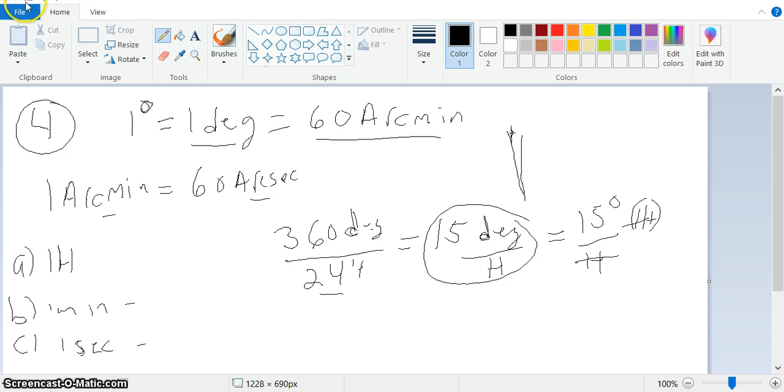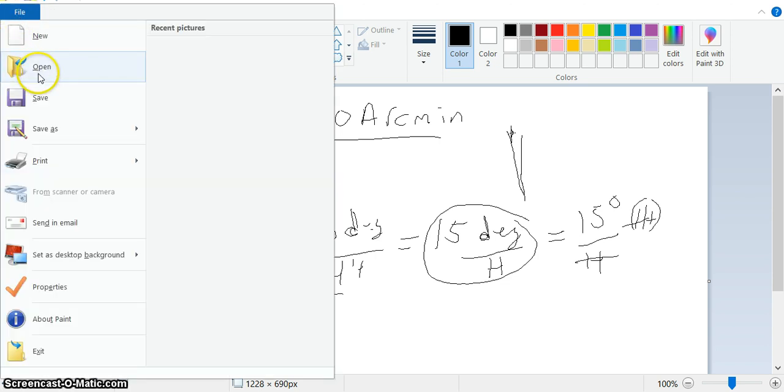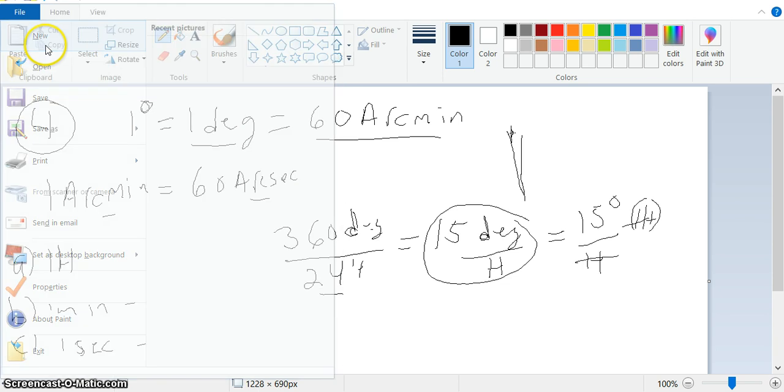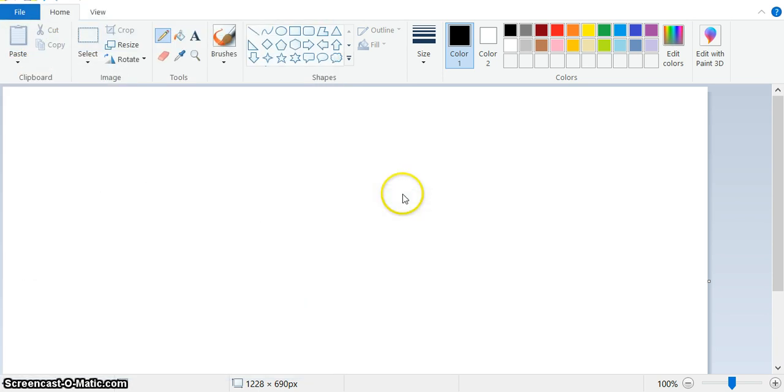Actually, let me clear this so that we can do this. So remember, the key thing here is that we're using 15 degrees. That's definitely the answer for part A, or one of the answers for part A. The moon moves 15 degrees in 1 hour.